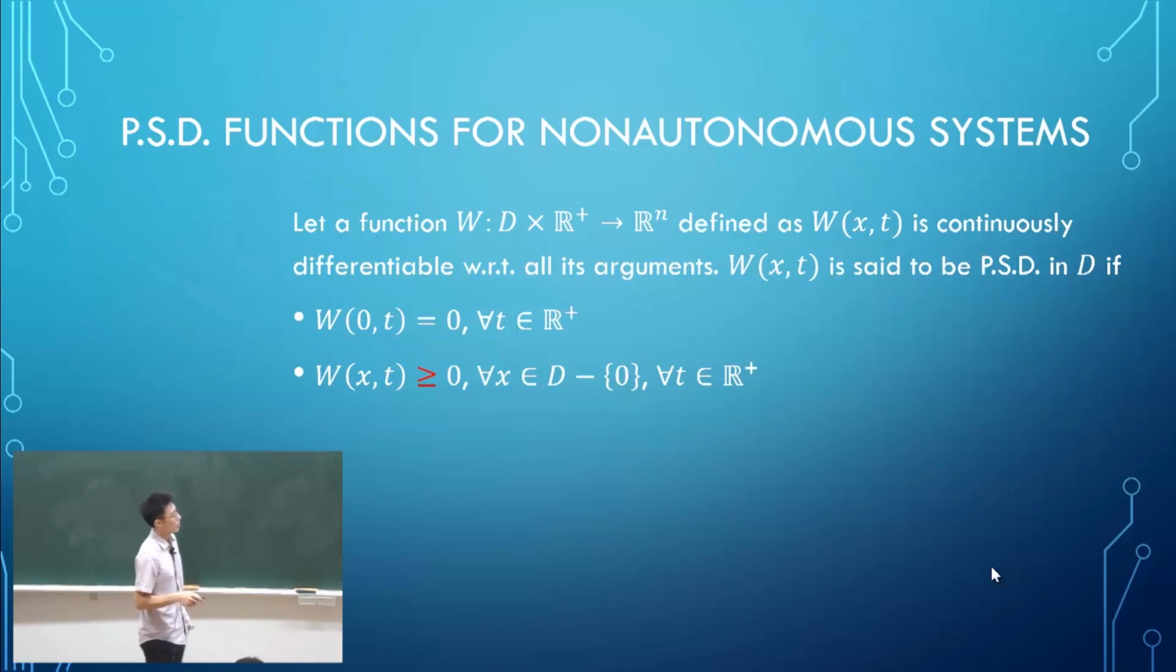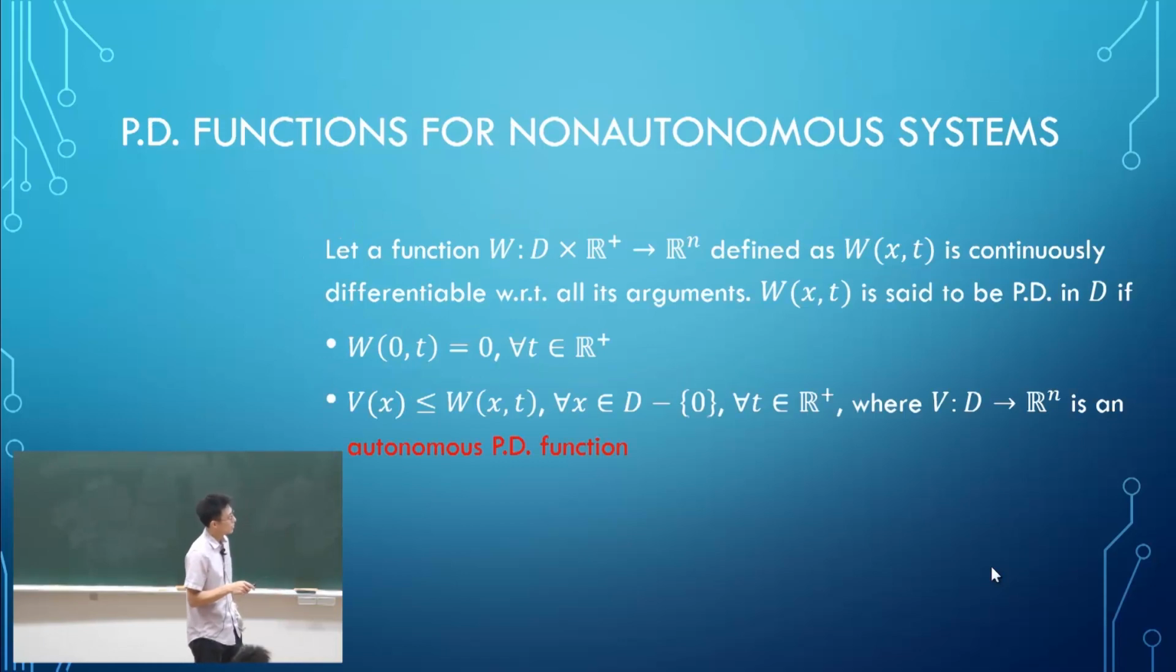So here is a PD function, a PSD function, for non-autonomous systems, and W is like a Lyapunov function, which is not only a function of x but also a function of time t here. The requirement for W to be a Lyapunov function for a non-autonomous system is that it is 0 at 0 for any time t, and W has to be greater than or equal to 0 even when it is not at the origin.